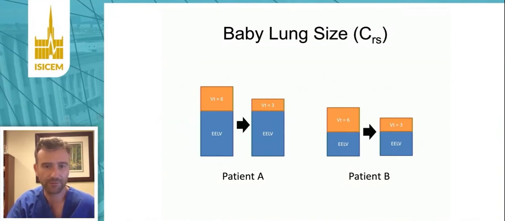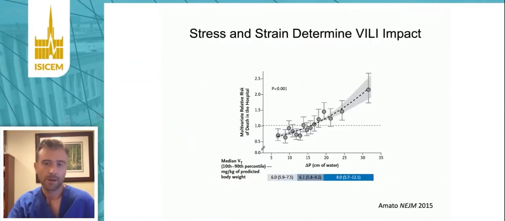So take patient A with a relatively large baby lung, a high end expiratory lung volume. Decreasing tidal ventilation, shown in the orange boxes, from 6 down to 3, will have some effect on the stress and strain applied to the lung. But it's actually much less than in patient B, where end expiratory lung volume is very low, and relatively speaking, the same reduction in tidal volume has a much greater reduction in overall stress and strain within the lung.